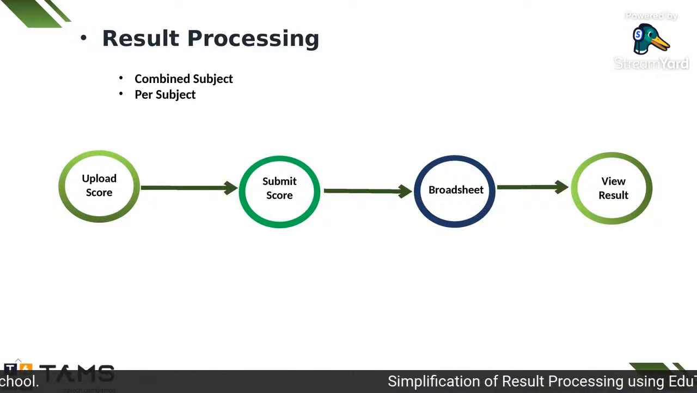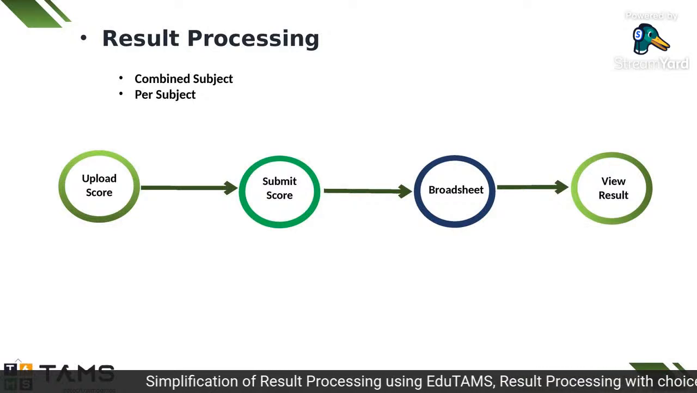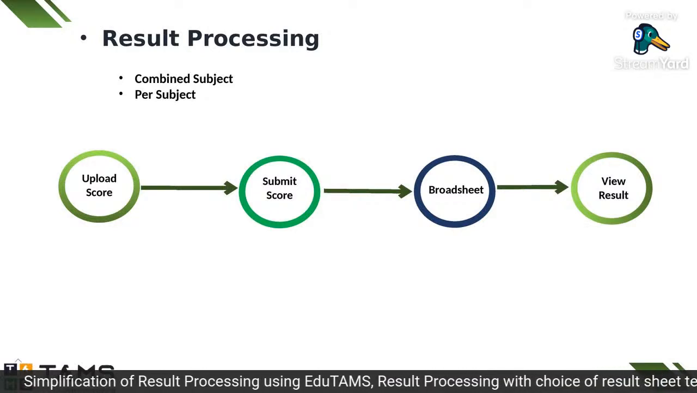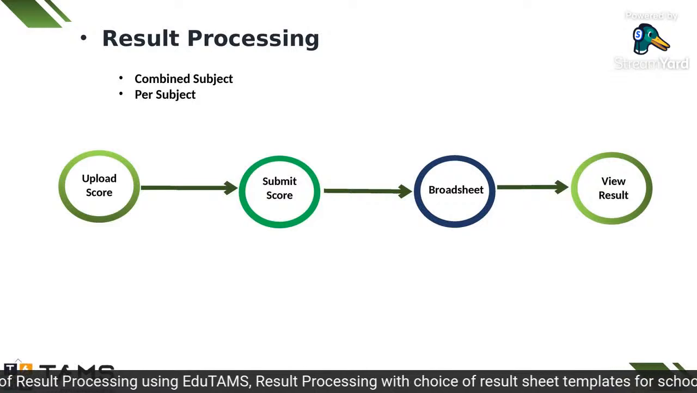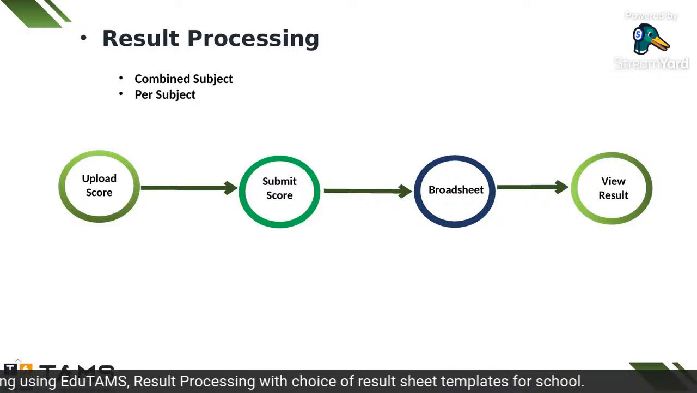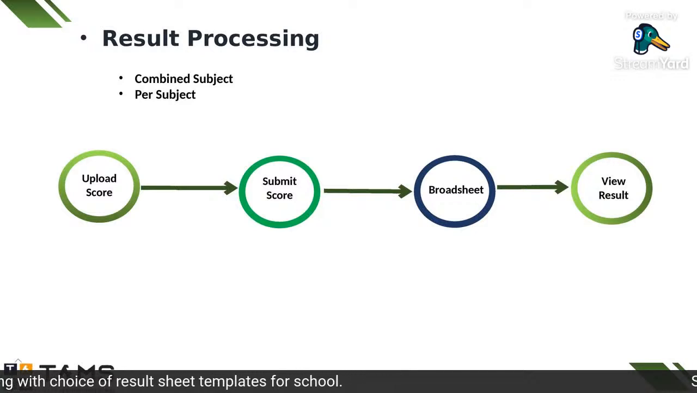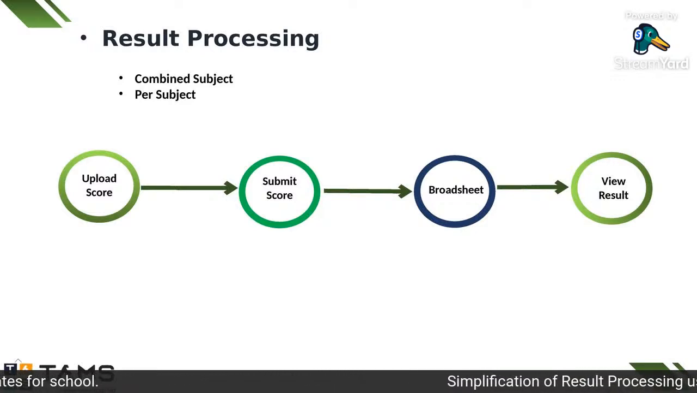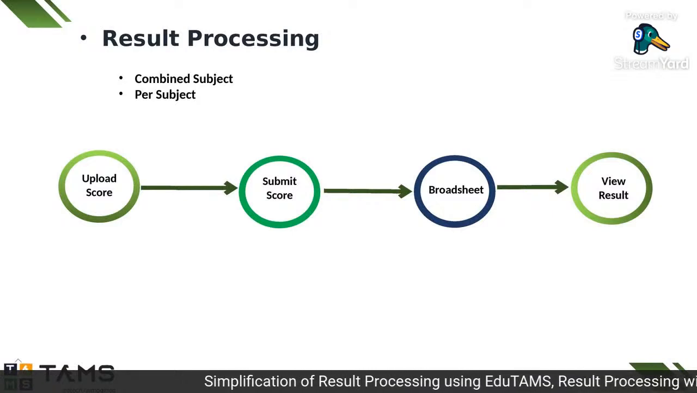That is for both, I mean, both the combined subject and the per subject. So the next one is the upload score, submit score, broadsheet, and view results. These four steps are what you are going to need to upload your results, that is, to process your results without stress.